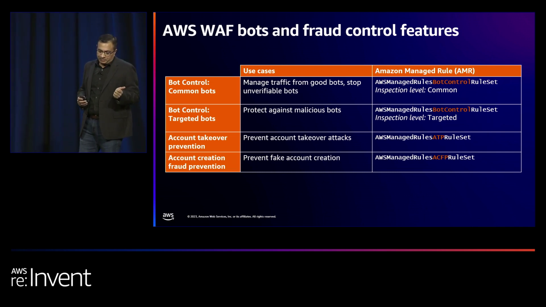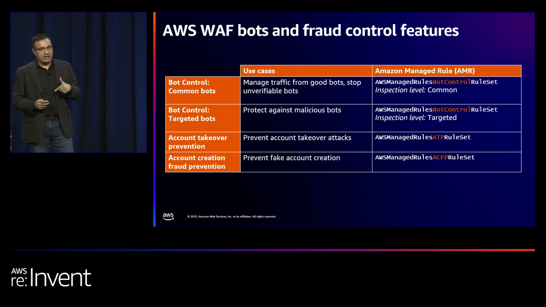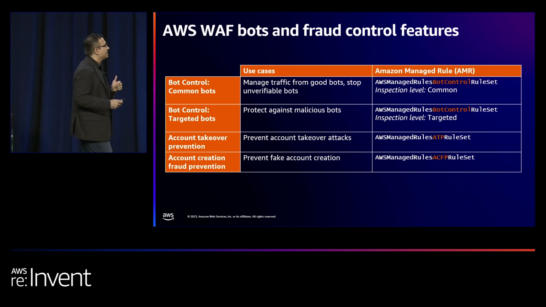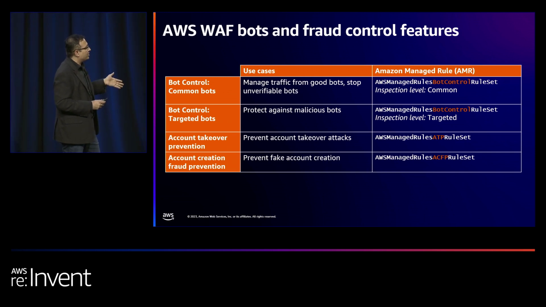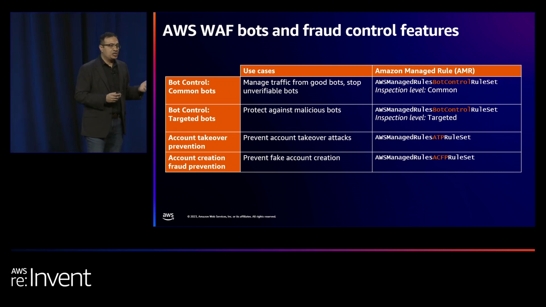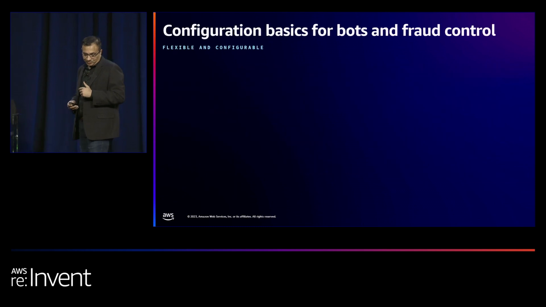The second AMR I'm going to talk about is the AWS Managed ATP rule set. This is geared towards protecting against account takeover attacks. And the fourth one I'm going to talk about, the last one here, is account creation fraud prevention. And the corresponding AMR is AWS Managed Rules ACFP rule set, which is designed to prevent fake account creation. So we will go over these topics.